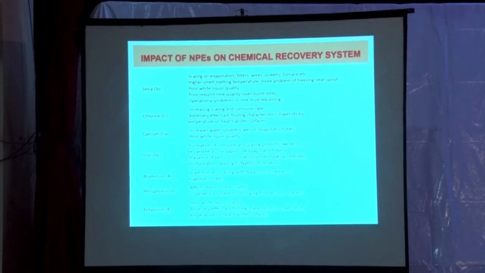Then calcium, we all know, it scales your boiler tubes and affects liquor quality. Iron has its own impact on corrosion and scaling, presence of iron in economizer tubes, accidents, so many things you all know. Aluminum, you know aluminum silicate, you cannot cope with this scale; you have to stop and clear it, no descaling agent works on aluminum silicate. For phosphorus, you all know it has effects on lime quality, it reduces the lime quality. And potassium goes hand in hand with chloride.